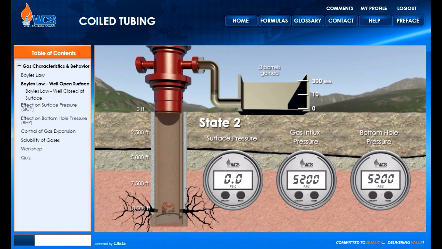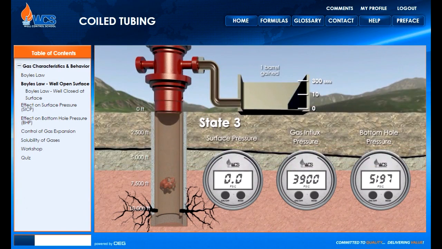State 2. When the gas bubble reaches 7,500 feet, the hydrostatic pressure above is 3,900 psi. Using Boyle's law, the volume of the bubble is calculated to be 1.33 barrels. The pressure inside the bubble is now equal to the hydrostatic pressure above it, or 3,900 psi. The gas bubble is slightly longer in length, and as a result, 0.33 barrels of working fluid has been displaced from the well. This decrease in fluid reduces the total bottom hole pressure to 5,197 psi at the bottom of the well. The pressure at the surface remains 0 psi because the well is not shut in.